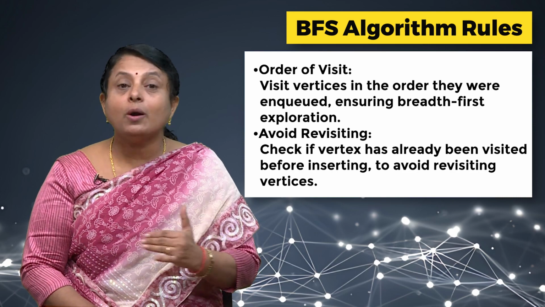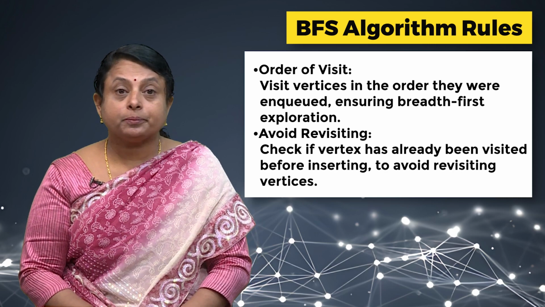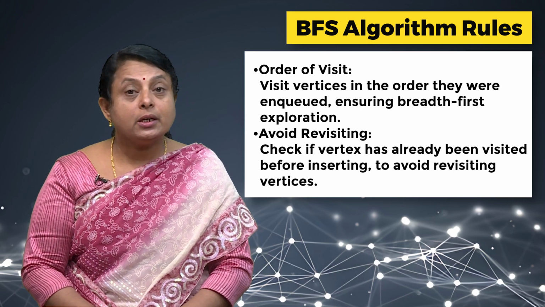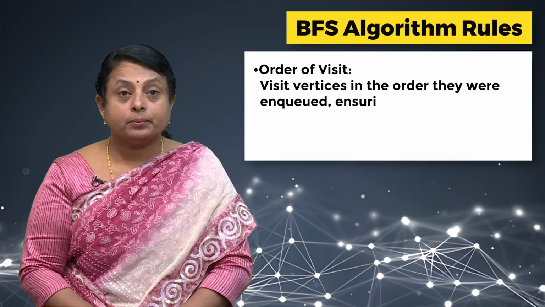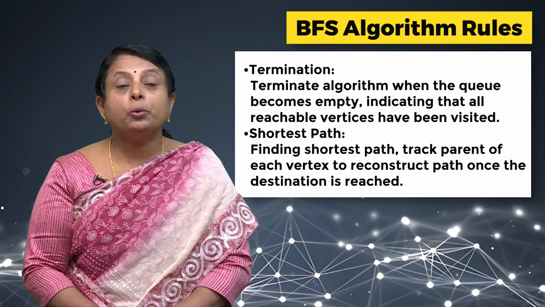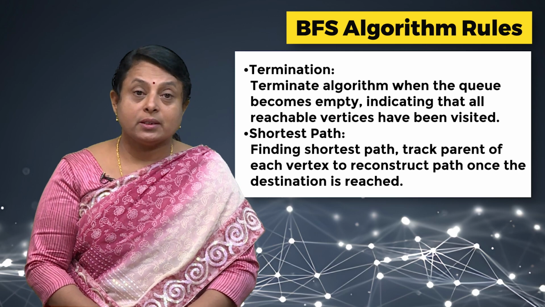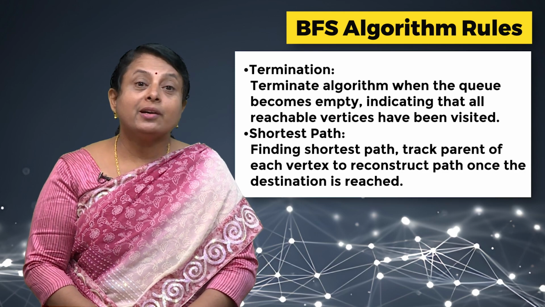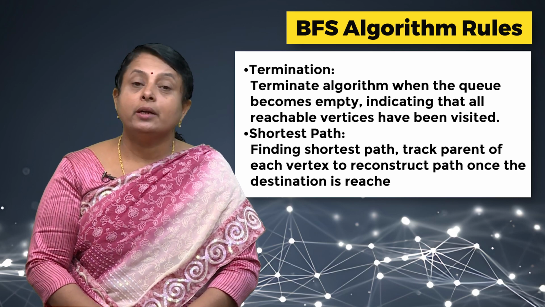Order of visit: visit vertices in the order they were enqueued, ensuring a breadth first exploration. Avoid revisiting: check if a node has been visited before enqueuing it to avoid revisiting vertices. Termination: terminate the BFS algorithm when the queue becomes empty, indicating that all reachable vertices have been visited. Shortest path: if finding the shortest path using the BFS algorithm, track the parent of each vertex to reconstruct the path once the destination is reached.